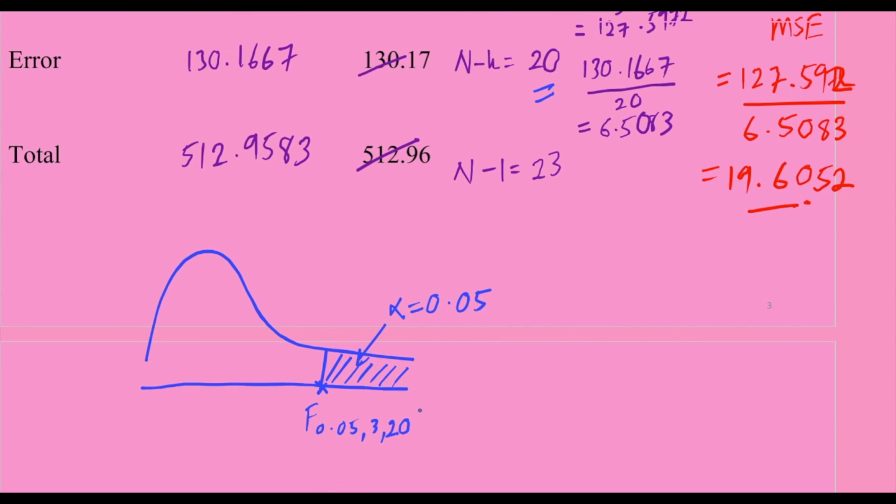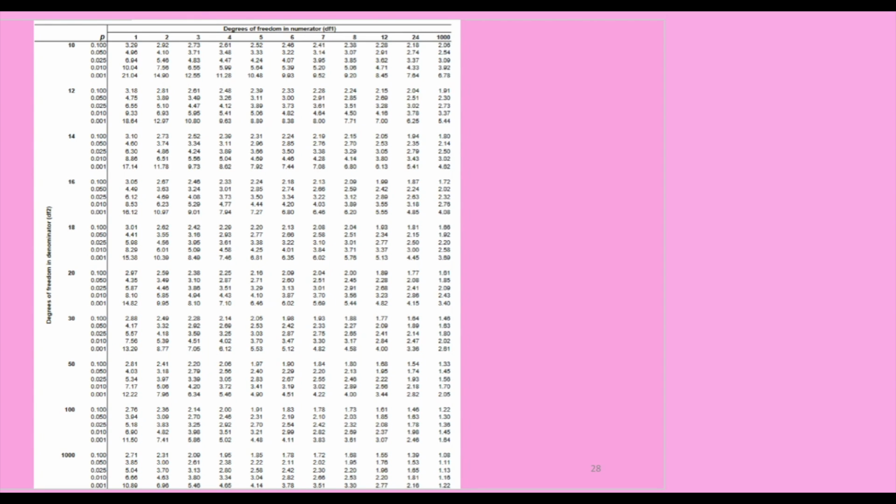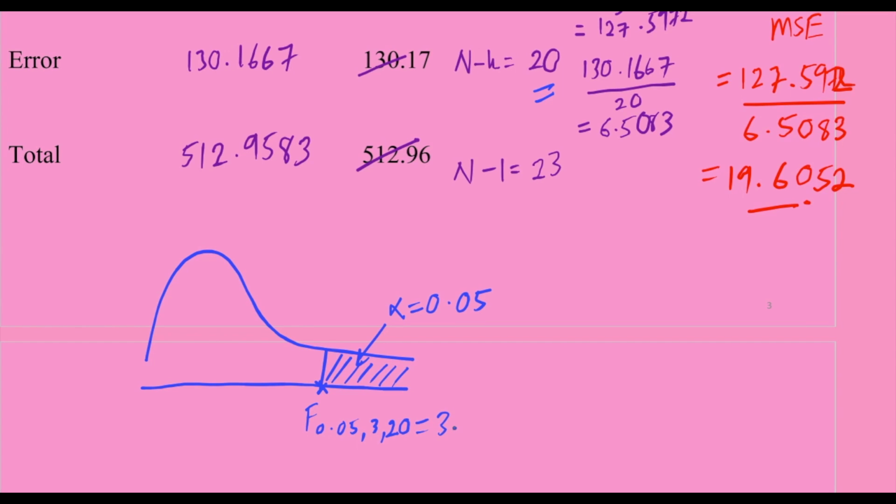Let's have a look at the F distribution table. Okay, the degrees of freedom is 3, 20. Alpha is 0.05. And so the critical point would be 3.10. This is 3.10.